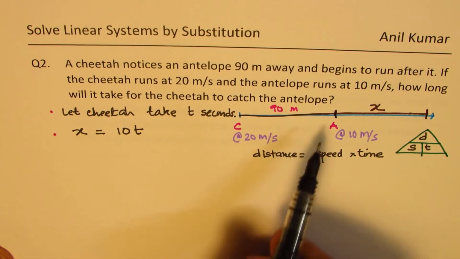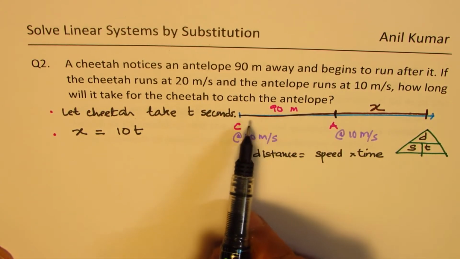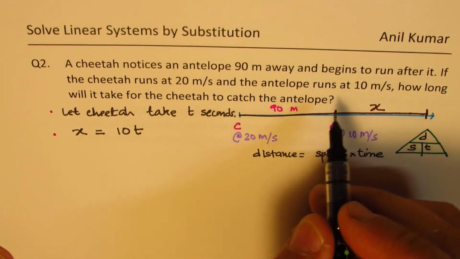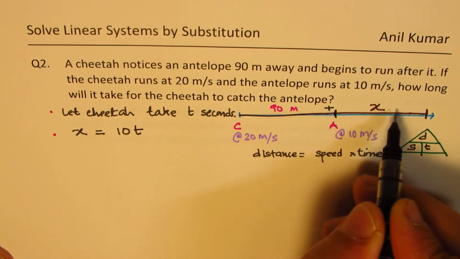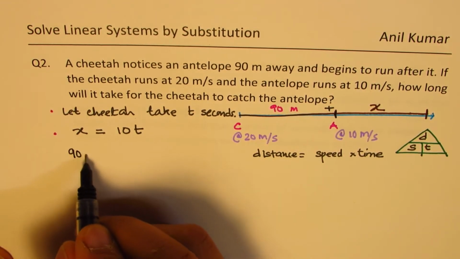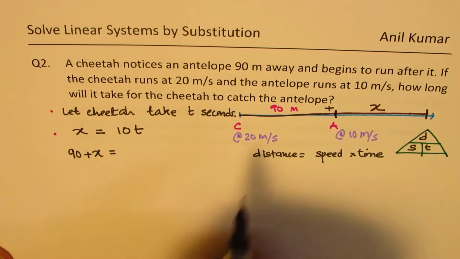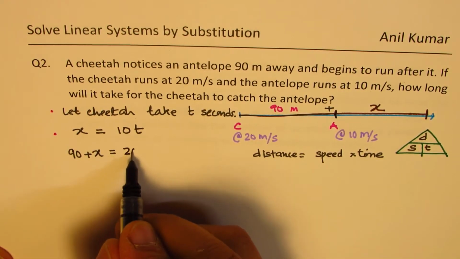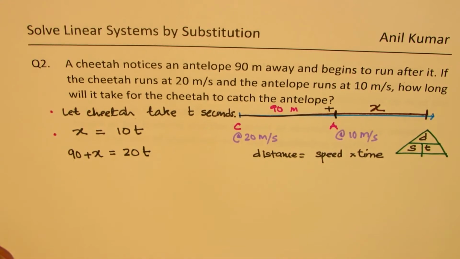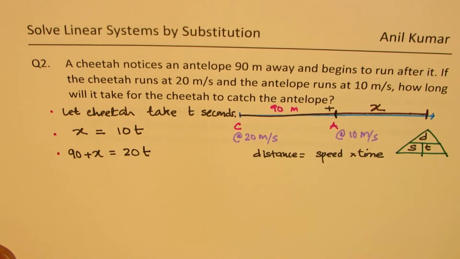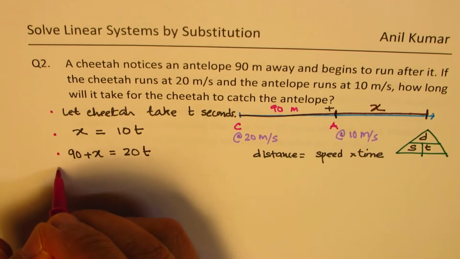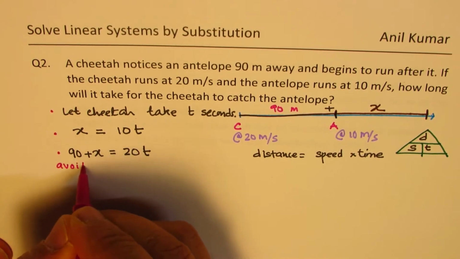Now, the other equation you will get is that the cheetah runs 90 plus x, right? So for the cheetah, it runs 90 plus x. So we have 90 plus x equals the speed of the cheetah, which is 20 times t. Do you see that? So we get two equations in terms of distance. So I have avoided fractions. So let me write down here, avoid fractions.